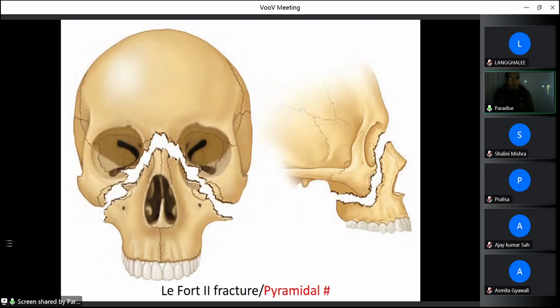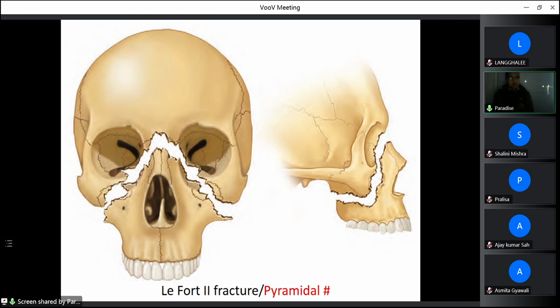Moving to Lyphoid fracture. Lyphoid fracture is also called pyramidal fracture. The fracture line starts just below the frontonasal suture. At first, it fractures the nasal bone, then it fractures the frontal process of the maxilla. Then it fractures the medial wall of the orbit. It fractures the infraorbital rim or orbital floor. It comes out of the orbital rim at the inferior orbital margin. It may or may not involve the infraorbital foramen.